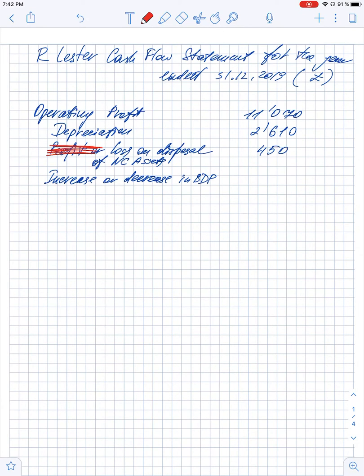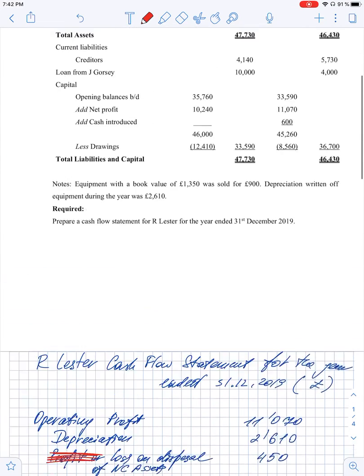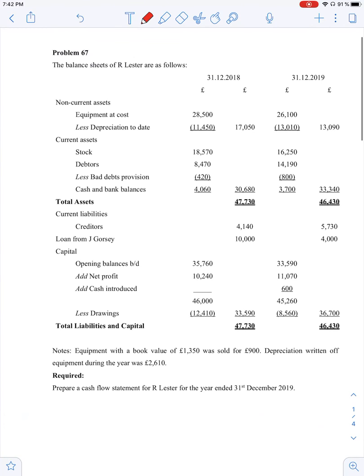And the last thing we have to consider in terms of non-cash items, we have to look at bad debts provision. We can see that at the beginning of the year, bad debts provision was 420, and for the current year, the revised provision is 800. That means that the provision increased, and an increase in bad debt provision means that the company expects to lose more money than last year. So it's a predicted loss which should be counted right now.